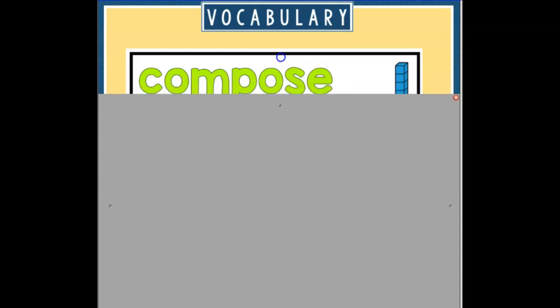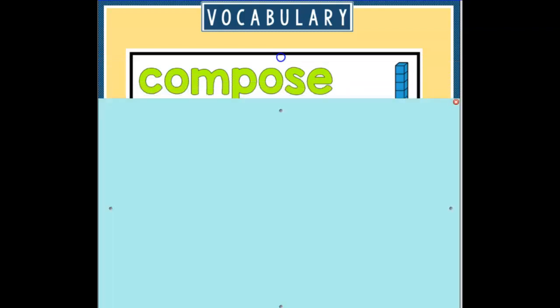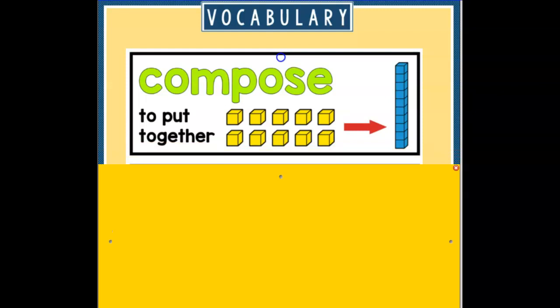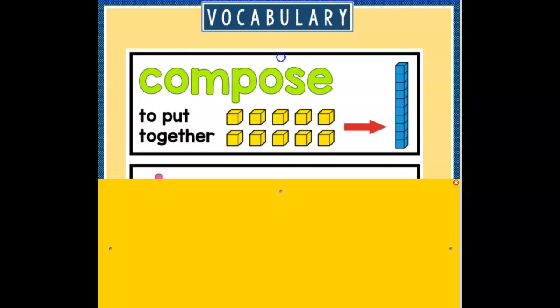So we have some new vocabulary that we're going to talk about today. The first word is compose, okay? You might have heard this word in music class, like a composer composes music. In math, it's similar. When we compose, we put things together. Just like in music, a composer puts notes together to make a song. In math, when we compose numbers, we take individual numbers and put them together.